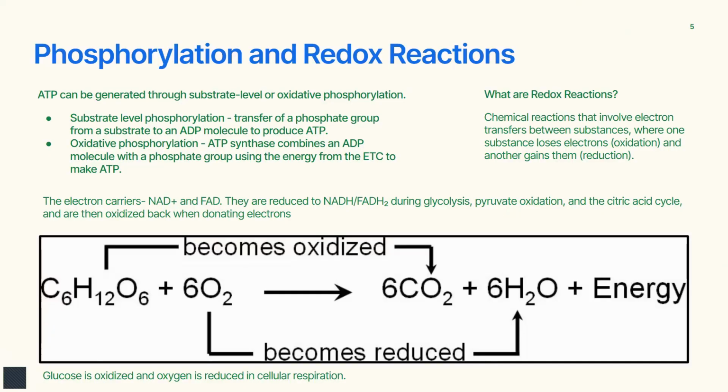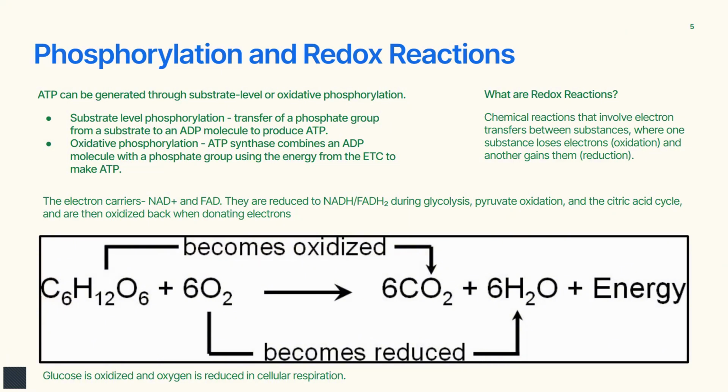Now we move on to phosphorylation. Phosphorylation is the generation of ATP. ATP can be generated through substrate level phosphorylation or oxidative phosphorylation. Substrate level phosphorylation is a transfer of a phosphate group from a substrate to an ADP molecule to produce ATP. Oxidative phosphorylation is when ATP synthase combines an ADP molecule with a phosphate group using the energy from the ETC to make ATP.